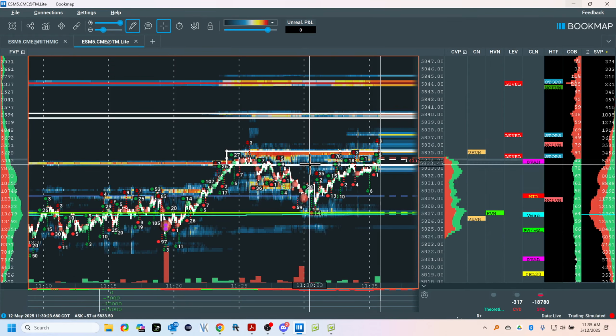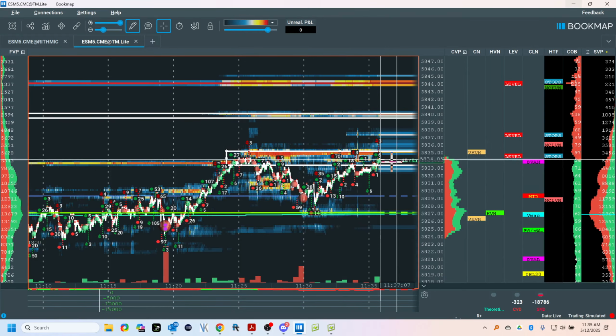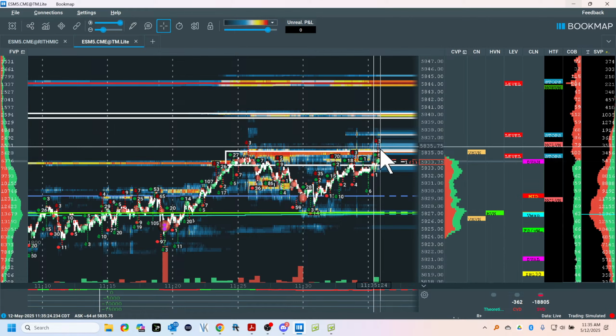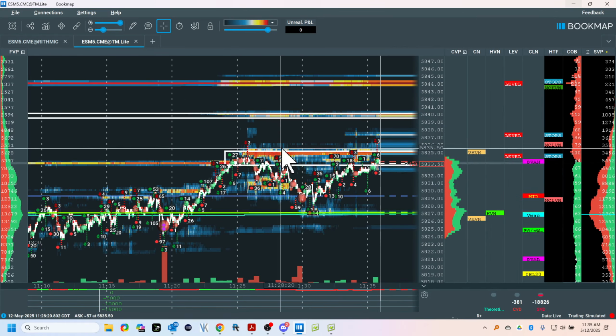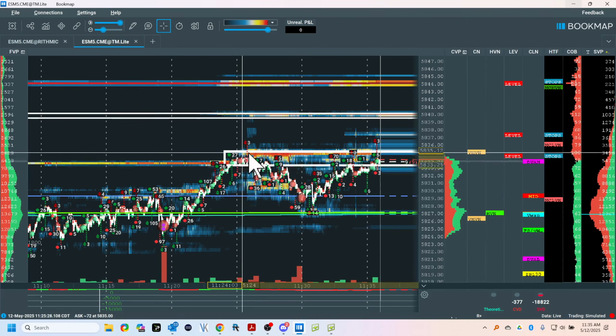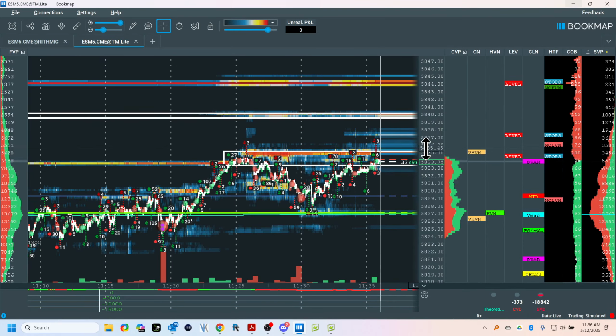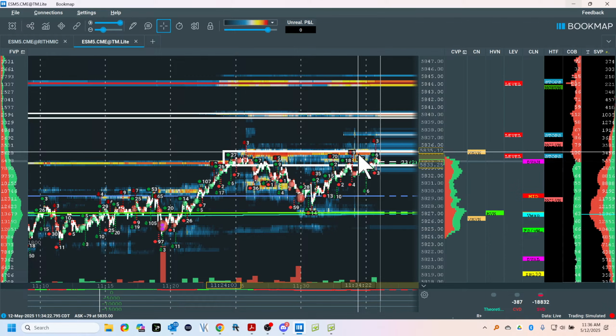We're coming up now in here. This trade has trouble in River City. See what's going on right there? This is where the sellers were. I see the liquidity pulling. Does that create a problem for me? Maybe.